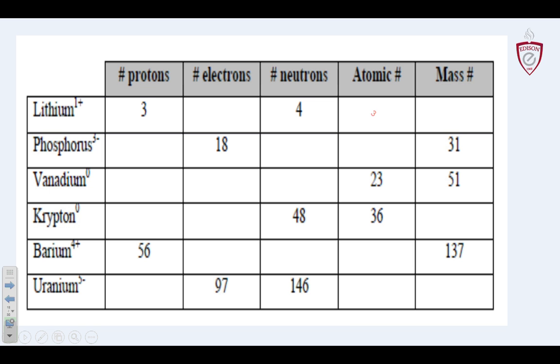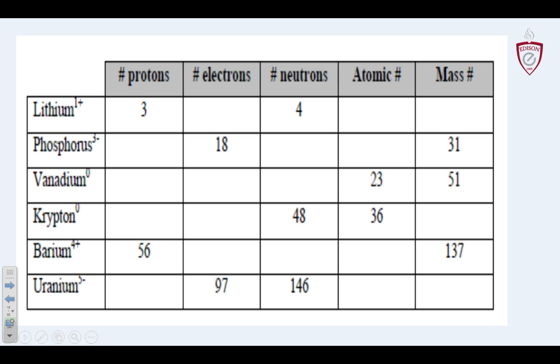Lithium, 3 protons. So right away I know that I have 3 as my atomic number, because the number of protons and the atomic number mean the same thing. To figure out my number of electrons, again, protons minus charge: 3 minus 1 is 2. Done. Mass number, add up my protons and my neutrons, 4 plus 3 is 7. Okay, cool.